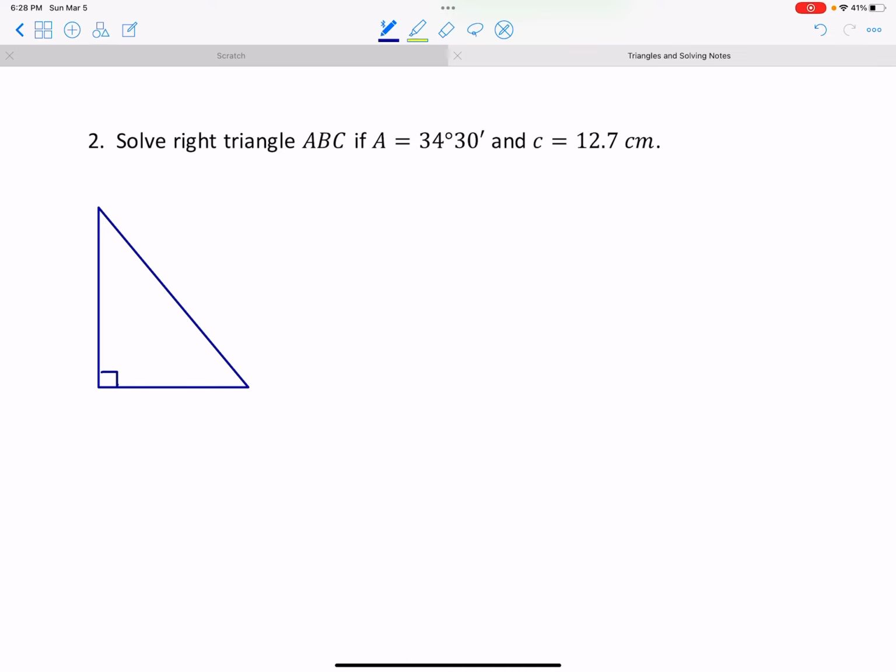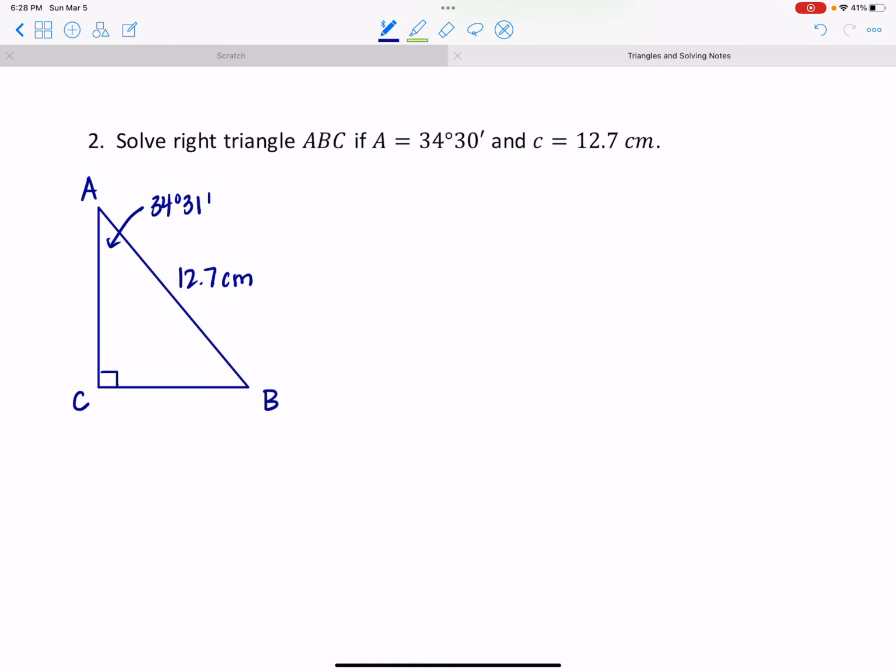Remember, C is our longest side. That's our hypotenuse. So I'm going to go ahead and put my 12.7 centimeters here, which means this has to be angle C across from it. And then A and B don't matter, so I'm just going to call this one A and this one B. And I know that angle A is 34 degrees 30 minutes. I can't really fit that in there, so I'm just going to say in there is 34 degrees and 31 minutes.